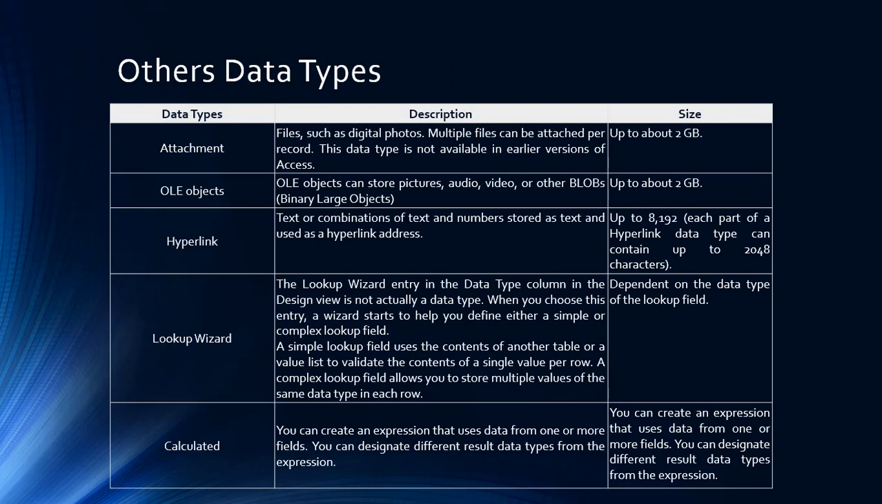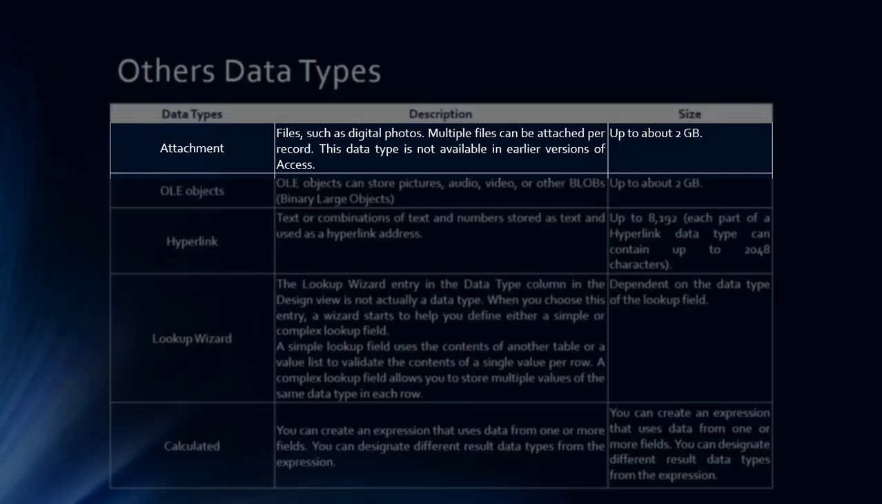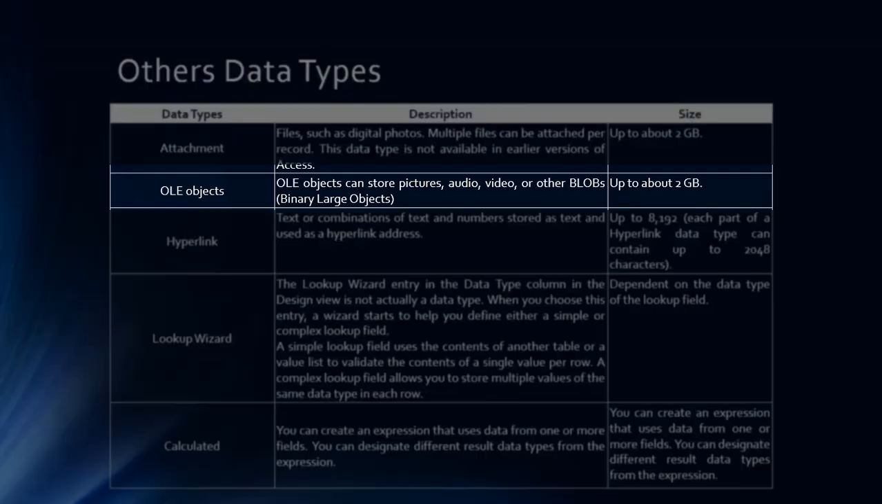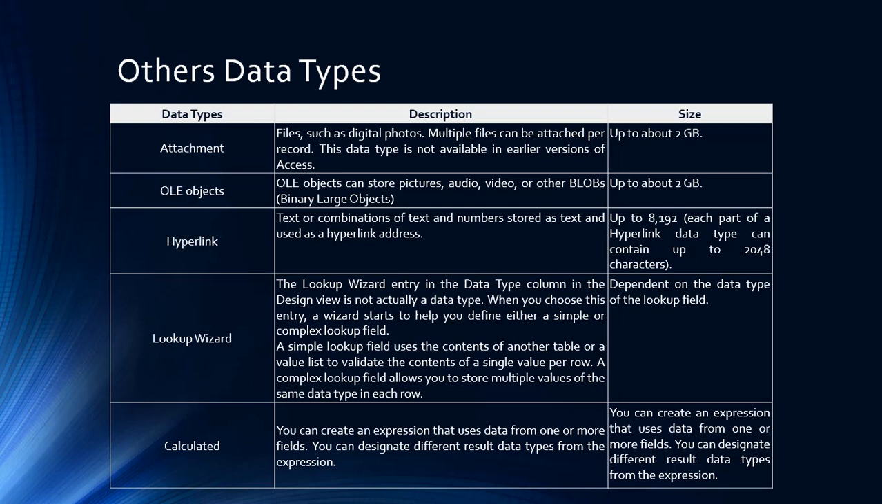Here are some of the other more specialized data types you can find in Access. Attachment. Files, such as digital photos, documents. Multiple files can be attached per record. This data type is not available in earlier versions of Access. File size up to about 2 GB. OLE objects. OLE objects can store pictures, audio, video, or other blobs, binary large objects, up to about 2 GB.